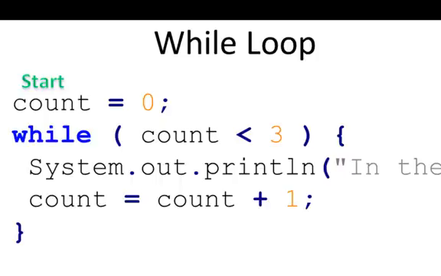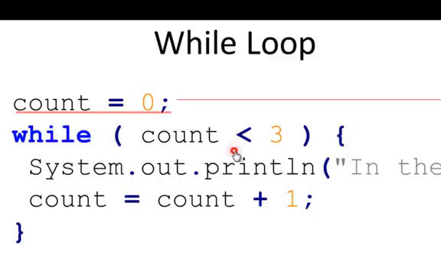Here's some executable code for a while loop. Let's trace it and see how it's going to run. I'll start the animation. Bang. And the first thing we're going to do is set count equal to 0.